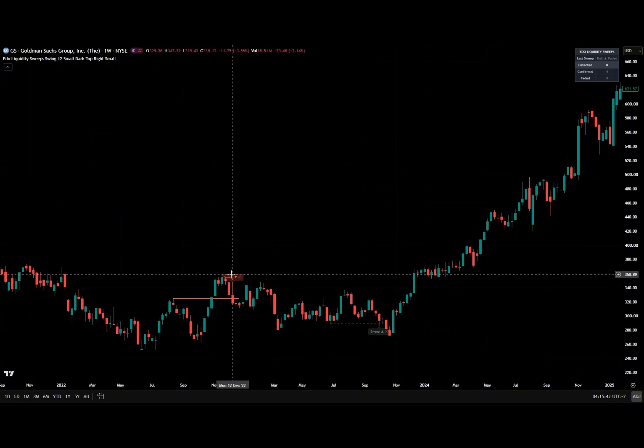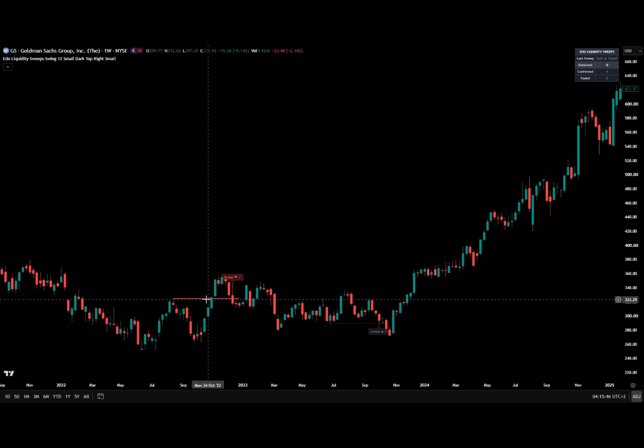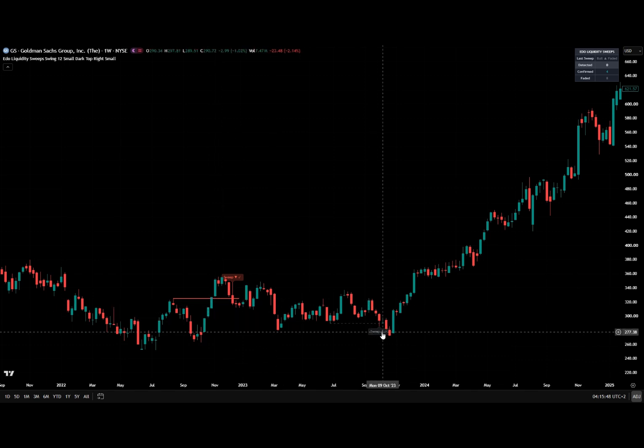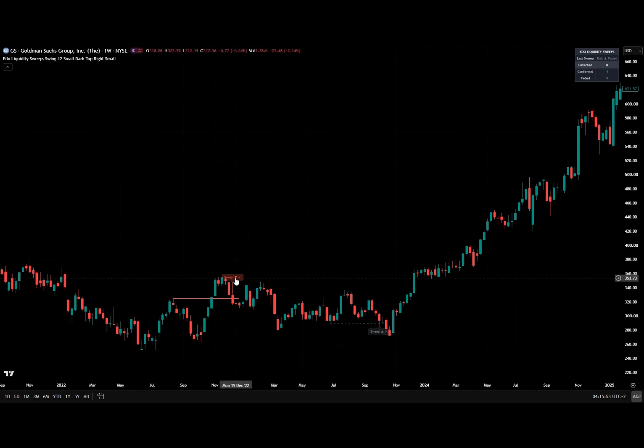On Goldman Sachs Weekly, every dotted line is a level the indicator is watching, and each sweep tag marks the moment price grabbed that liquidity and turned. Instead of guessing where the traps are, you get them marked automatically.